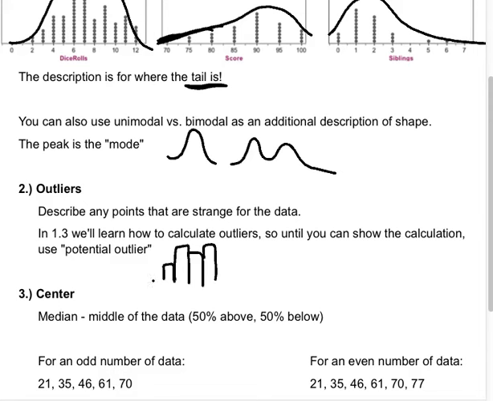Then all of a sudden, I have a point way out here. This would be a potential outlier, okay? In section 1.3, we're going to talk about exactly how to calculate outliers. So for now, I will probably use the term "potential outlier," using kind of soft language until we can show the calculations to support what we're saying. But again, all an outlier is, is a unique data point that doesn't follow the rest of the pattern, okay?